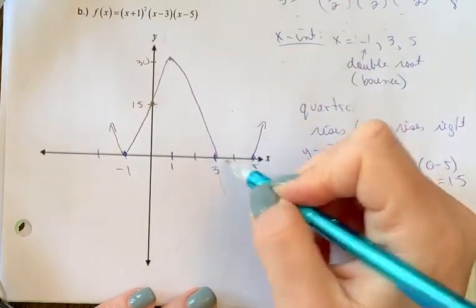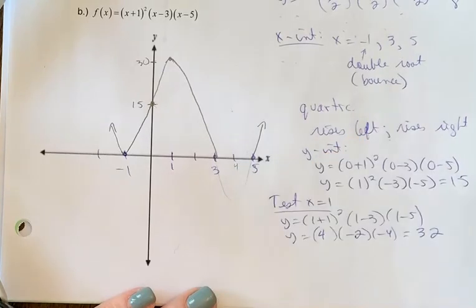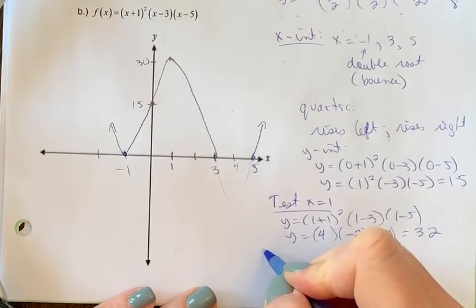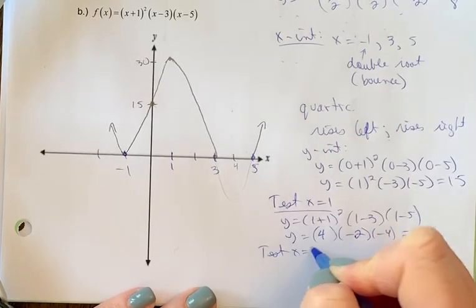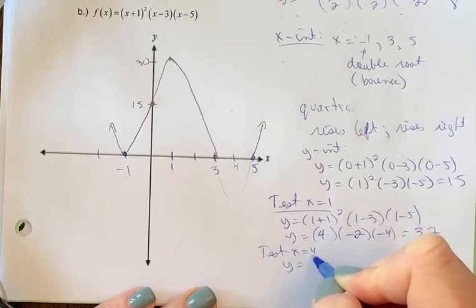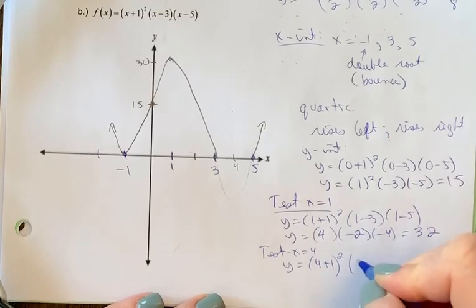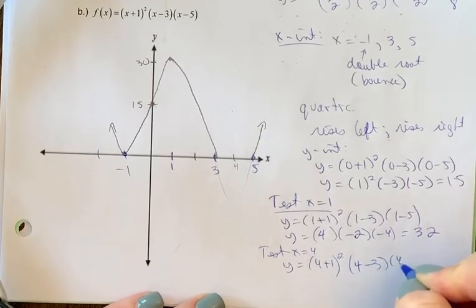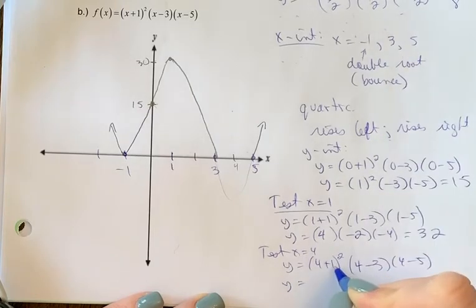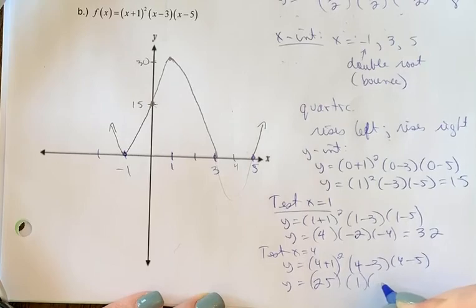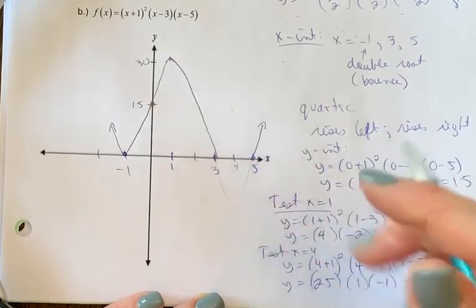Same thing here, though. I'm going to test between 3 and 5 because it's easy enough to test the point 4. So if I test x equals 4, I can get a little more accurate of a graph again. So 4 plus 1 squared, 4 minus 3, 4 minus 5. So 4 plus 1 is 5, 5 squared, so you're going to get 25 times 1 times -1, so we get -25. Okay, so of course it makes sense that it's negative.